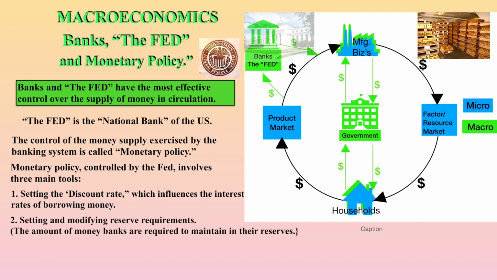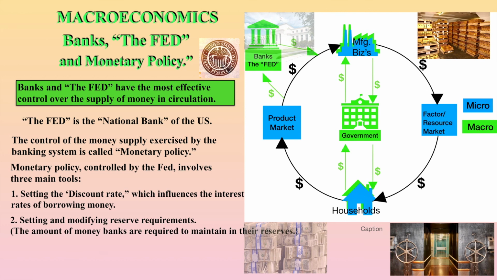The second tool the Fed or banks have is setting and modifying reserve requirements, which is the amount of money banks are required to maintain in their reserves. If they should increase the reserve requirements, money would come out of the circular flow. As they would lower their reserve requirements, money would go back into the circular flow. The Fed does not change this requirement very often. It's around 10% and remains that.